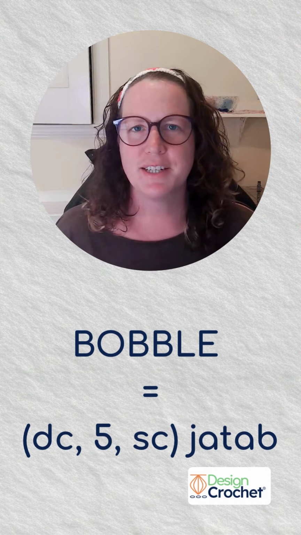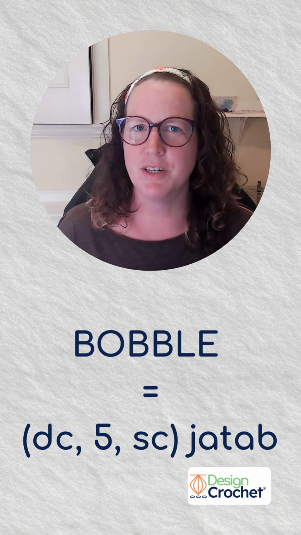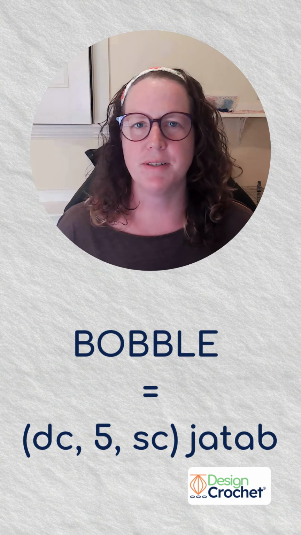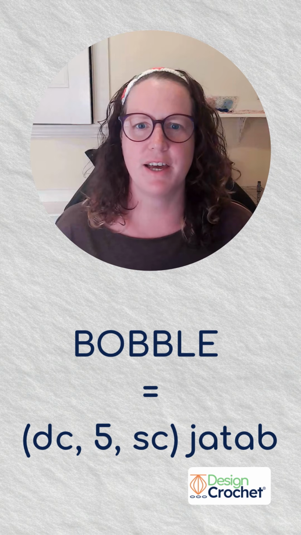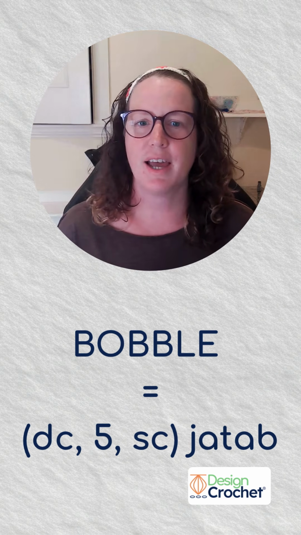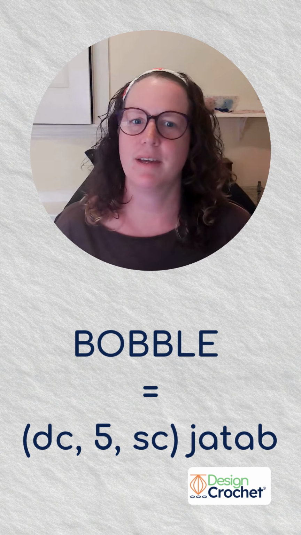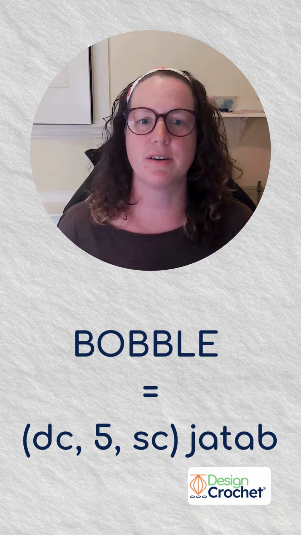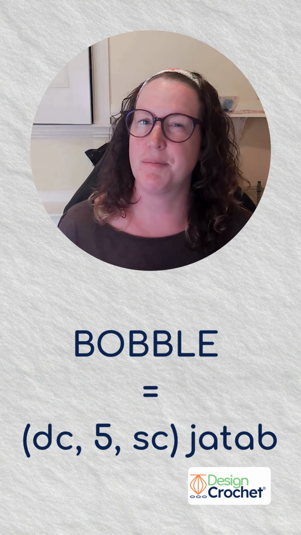And now we can use that same bobble with explicit notation. Instead of calling it a bobble, I would say it's DC 5 single crochet JATAB. Define it with the stitch, count, and the fastening technique in the name. No more guessing for makers. The construction is the label. 4 names, 1 family, joined at top and base.